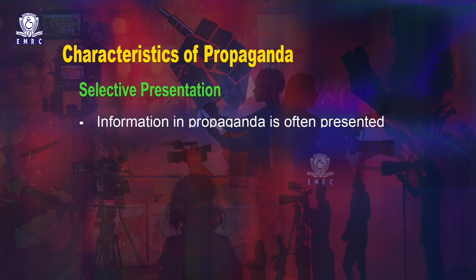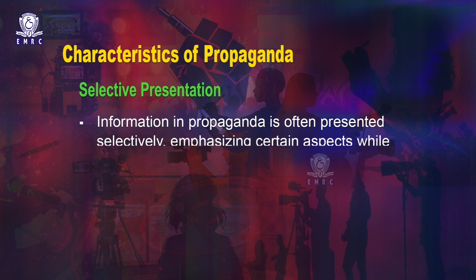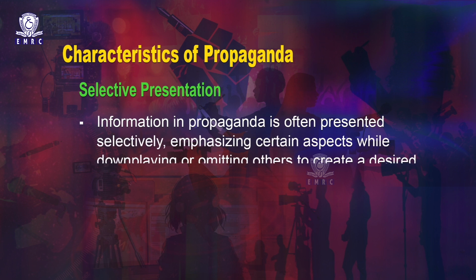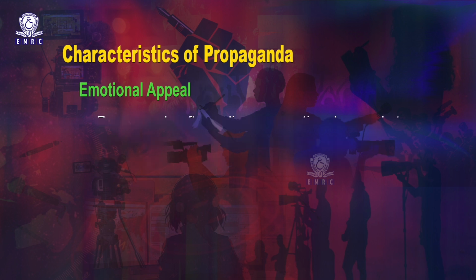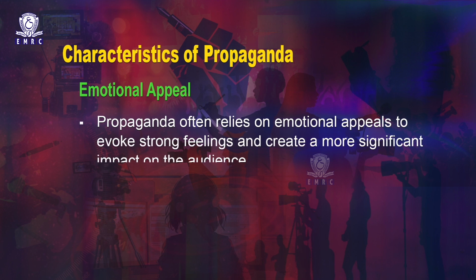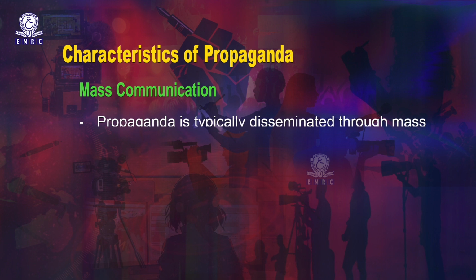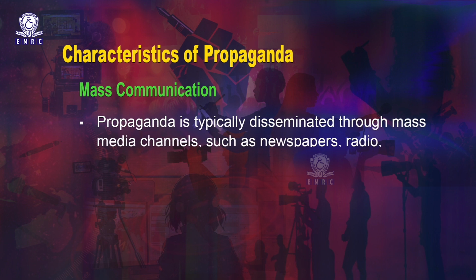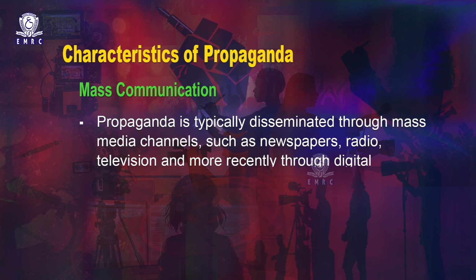Selective presentation. Information in propaganda is often presented selectively, emphasizing certain aspects while downplaying or omitting others to create a desired narrative. Emotional appeal. Propaganda often relies on emotional appeals to evoke strong feelings and create a more significant impact on the audience. Mass communication. Propaganda is typically disseminated through mass media channels such as newspapers, radio, television and more recently through digital platforms.